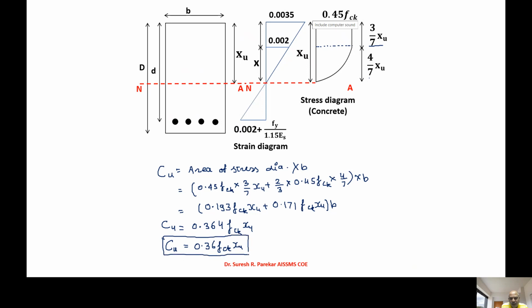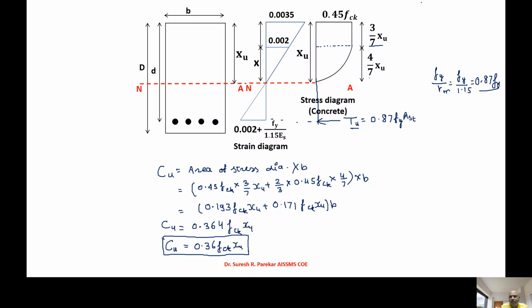Now second, we have Tu, which will act, if I consider this below, at the level of steel. Tu will be equal to 0.87 fy into Ast. Here 0.87 fy comes from fy upon gamma m, the partial safety factor, fy upon 1.15, so it comes to 0.87 fy. So stress into area, we will get the value of Tu.